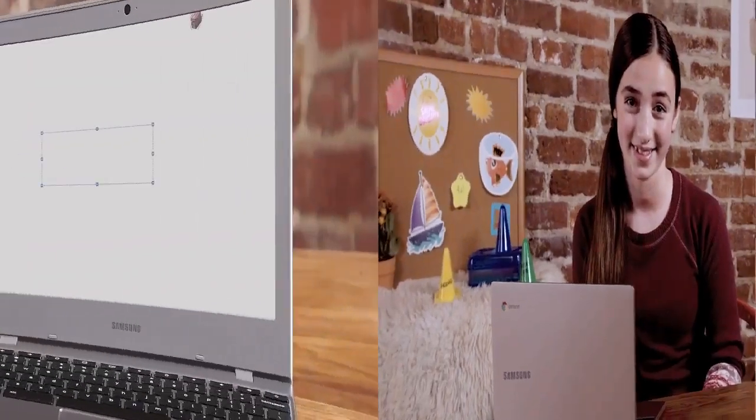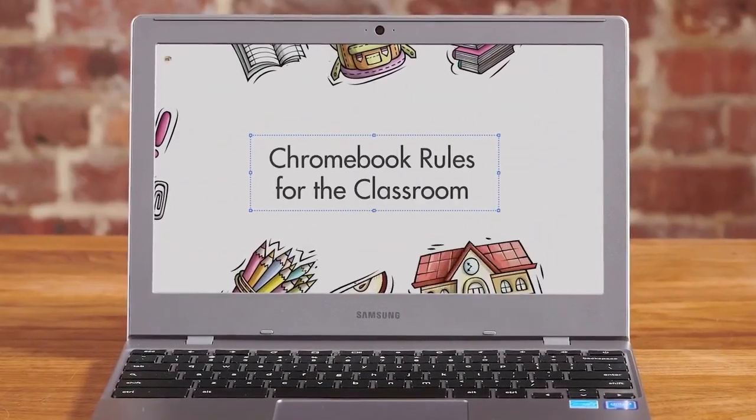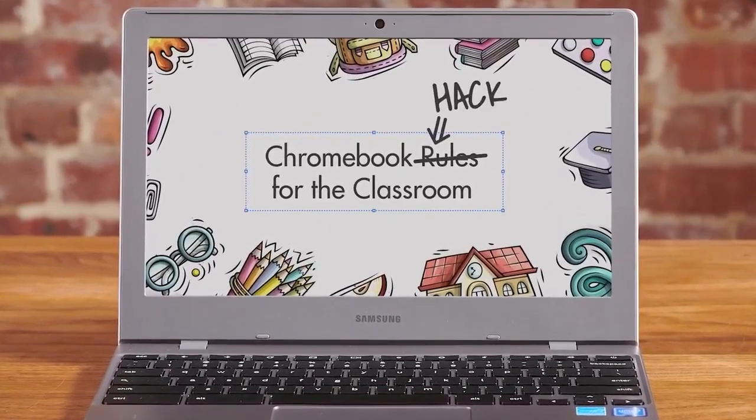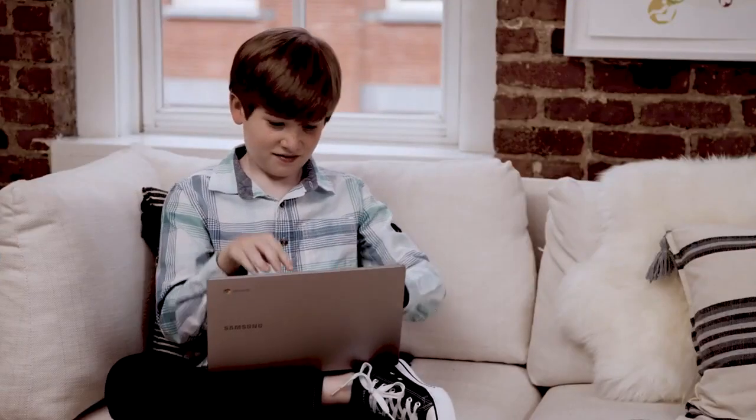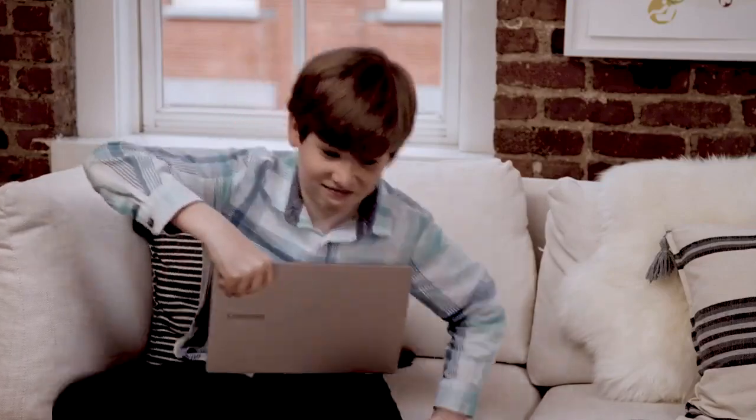Hey kids, let's take a few minutes to talk about how to take care of your new Chromebook. Chromebook hacks for the new classroom. Chromebooks are built to be tough, but following a few simple rules will help make sure yours last all the way till graduation. So here are a few top tips on what to do and what not to do with your Chromebook. First, remember to always close your Chromebook before you carry it.